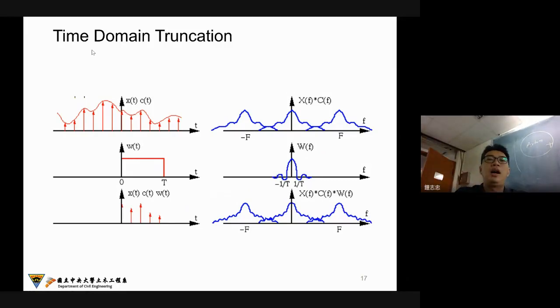So here, I would like to finish the time domain truncation. Okay, so the truncation will be like a window. This is a truncation window. So I just truncate here, so capture the rest part.